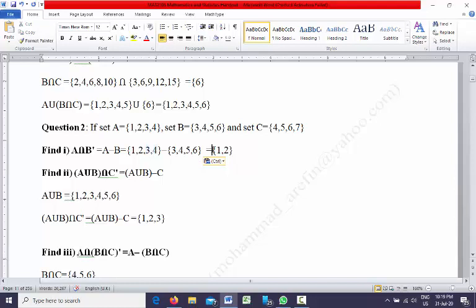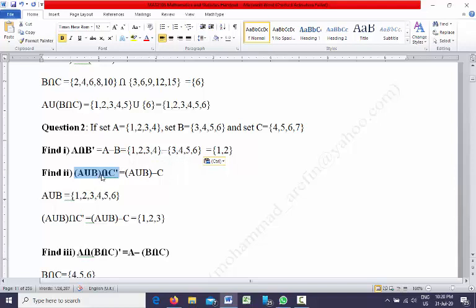So A intersection B prime will be only 1 and 2. This is A intersection B prime. Now question number 2 is asking us to find out A union B, bracket, and then intersection C prime.